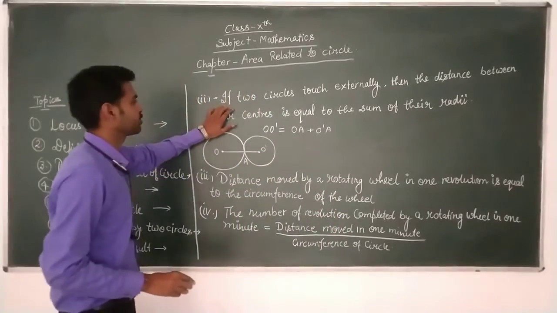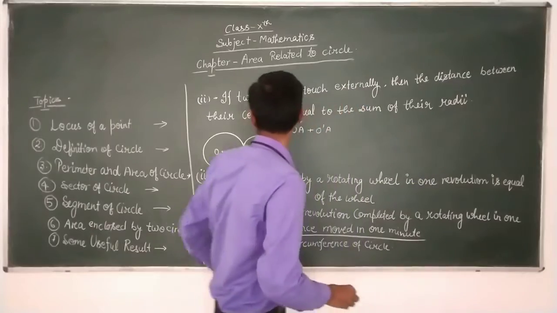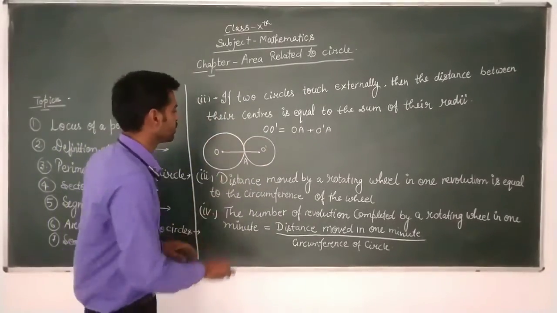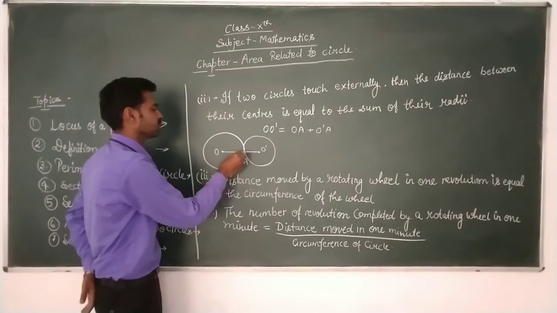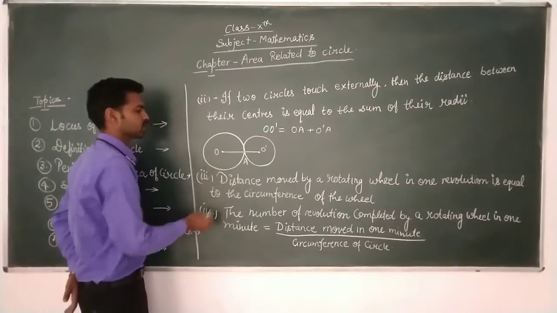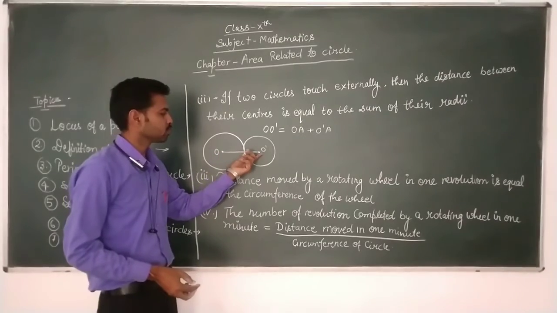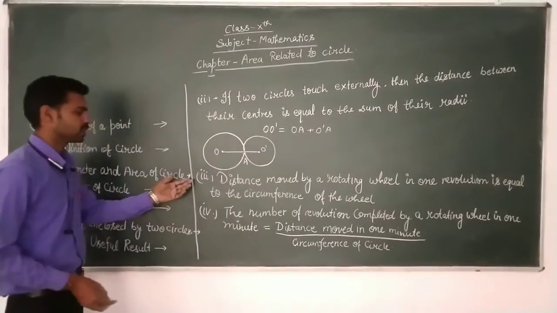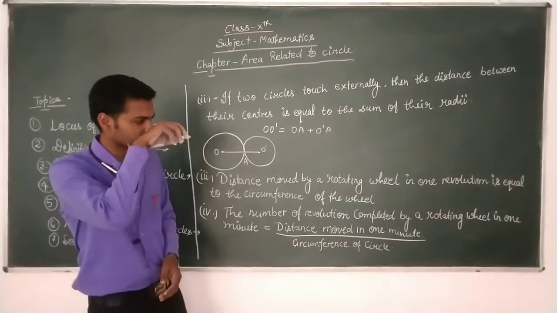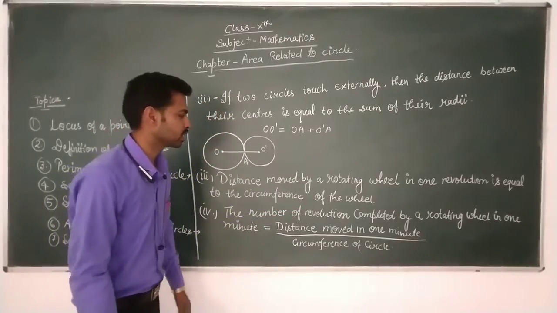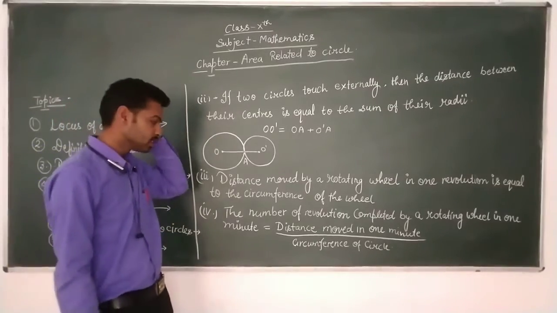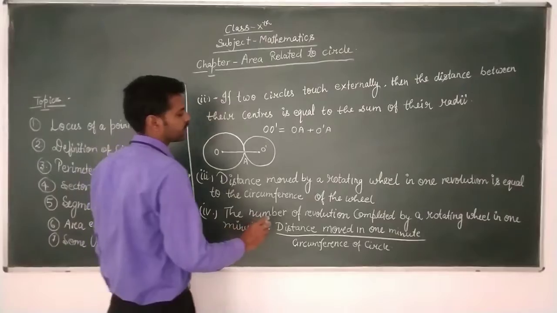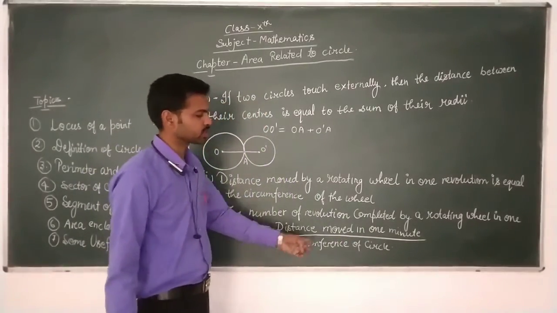Second point: if two circles touch externally, then the distance between their centers is equal to the sum of their radii. This means there are two circles which touch each other externally at point A. Then the distance between their centers OO dash is equal to the sum of their radii, OA plus O dash A. Now the third point: the distance moved by a rotating wheel in one revolution is equal to the circumference of the wheel. The fourth point: the number of revolutions completed by a rotating wheel in 1 minute is equal to the distance moved in 1 minute upon the circumference of the circle.